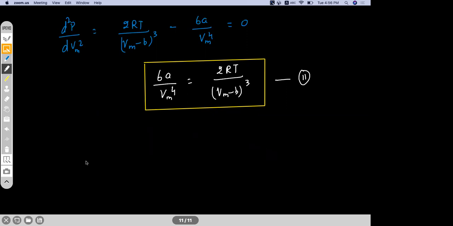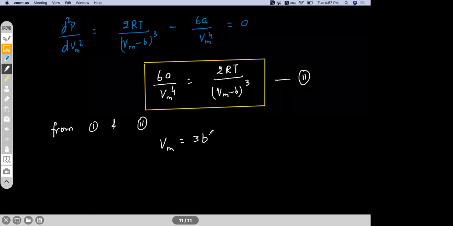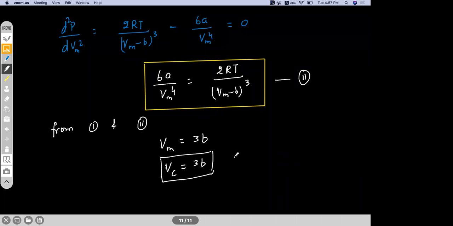Yeah, so when you solve from 1 and 2, you'll get Vm is equals to 3 times B. You see, it depends only on B, and B depends upon the gas. So it is also unique for a given gas, right? It's not same for all the gas. This is nothing but the critical volume, that is Vc is equals to 3B, since we have applied the condition of critical point. So Vc is equals to 3B.